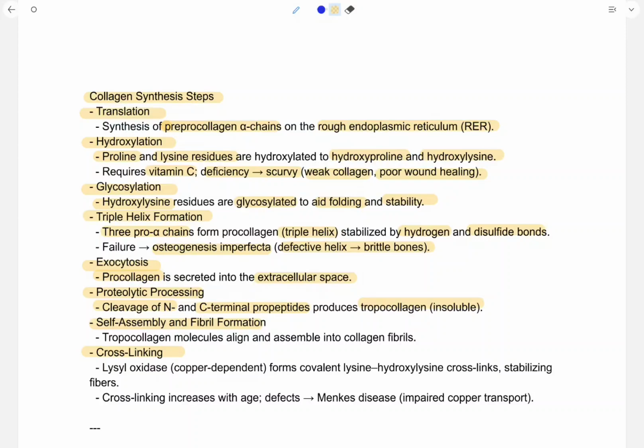Self-assembly and fibril formation. Tropocollagen molecules align and assemble into collagen fibrils. Cross-linking: lysyl oxidase forms covalent cross-links that stabilize the fibers. Cross-linking increases with age, and defects in cross-linking lead to Menkes disease, which is impaired copper transport.